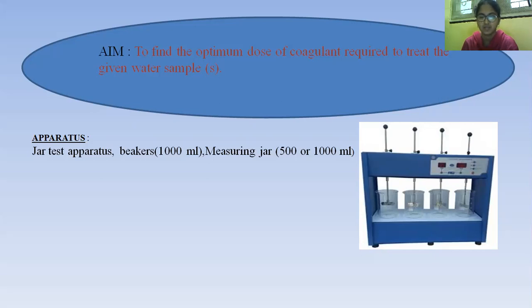In order to ensure maximum efficiency and economy, it is important to determine the optimum dose of coagulant. The optimum dose of coagulant is the minimum dose or strength of coagulant that will result in maximum turbidity removal. This is done by using a jar test apparatus.